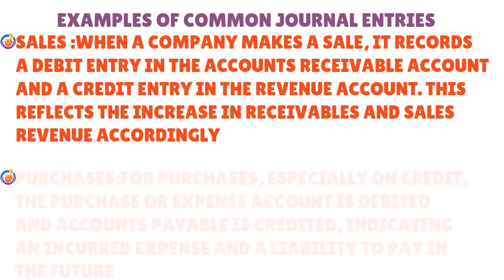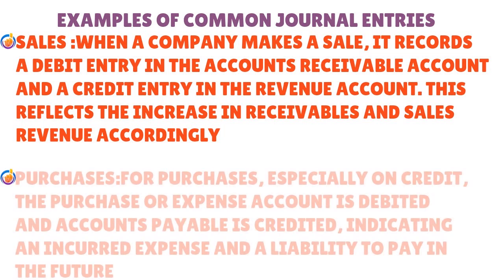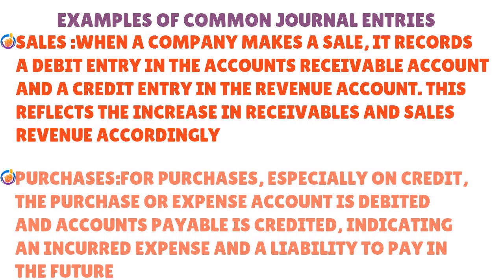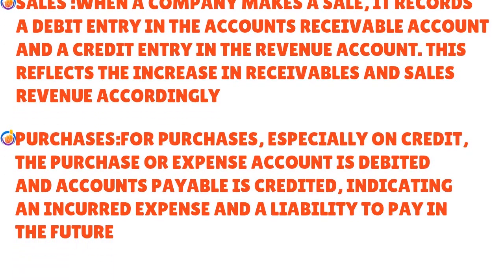So what about purchases? Well, for purchases, especially on credit, the purchase or expense account is debited and accounts payable is credited, indicating an incurred expense and a liability to pay in the future. So basically, if you have accounts payable, this is a liability account. So you credit a liability account to increase it, and purchase is an expense account. So to increase it, you debit it.